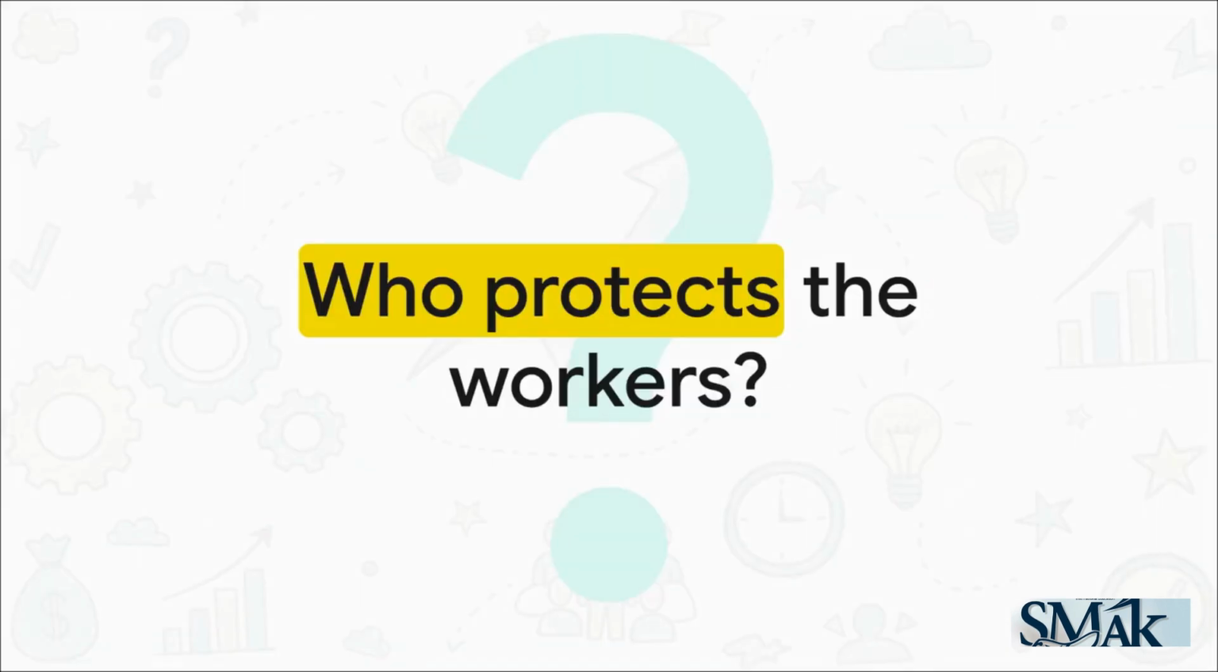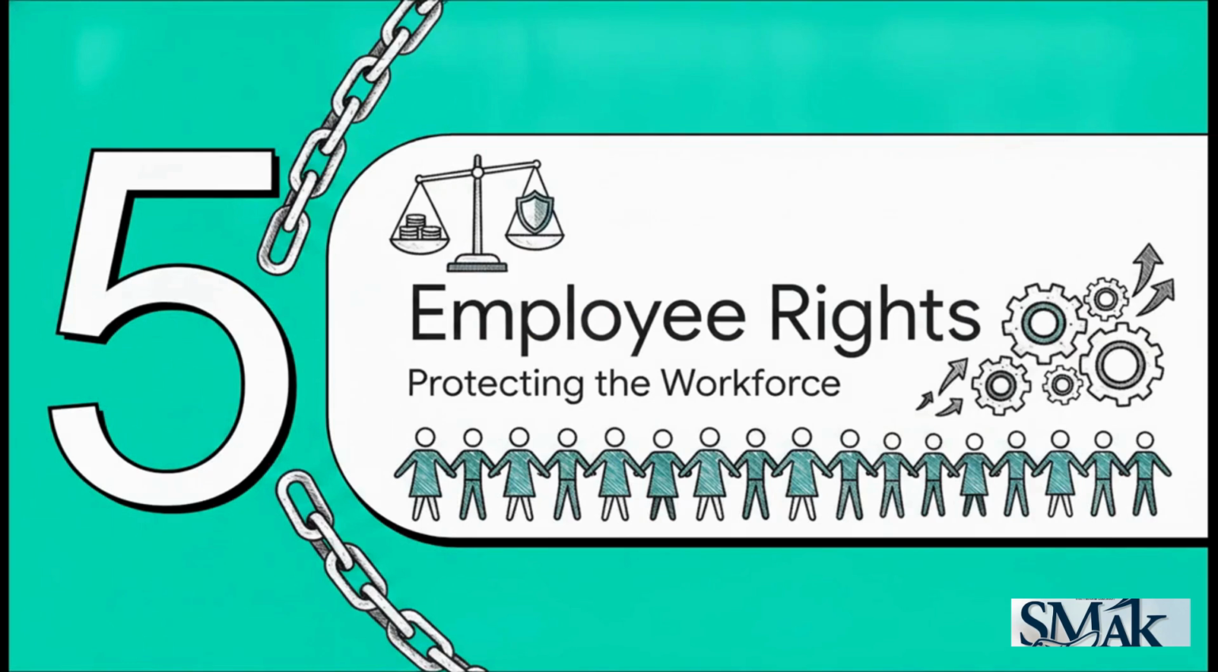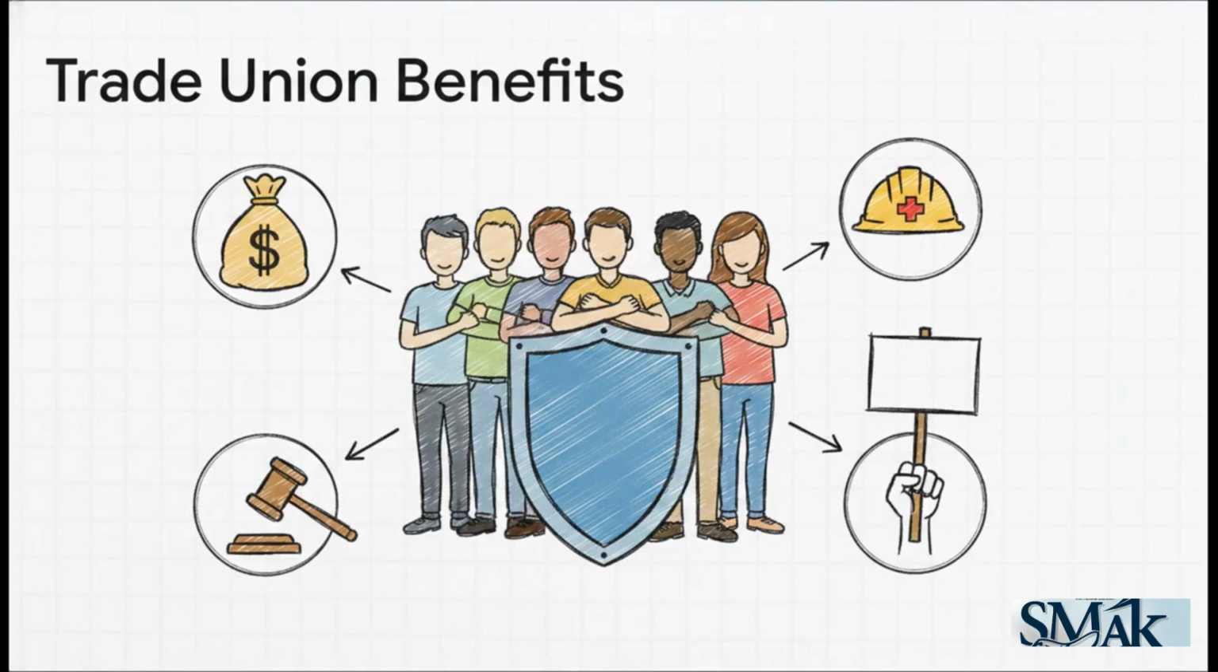Okay, with all this talk of management control, rigid hierarchies, and restructuring, it really begs a massive question. When a business holds so much power over hours, wages, and job security, who is actually out there advocating for the individual worker? And that brings us to our final stop today, Section 5, Protecting Employee Rights. This is where we look at organizations built purely to support and protect the workforce. Let's talk about the absolutely critical role of trade unions in the business ecosystem.